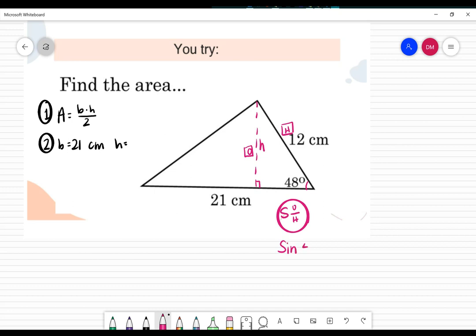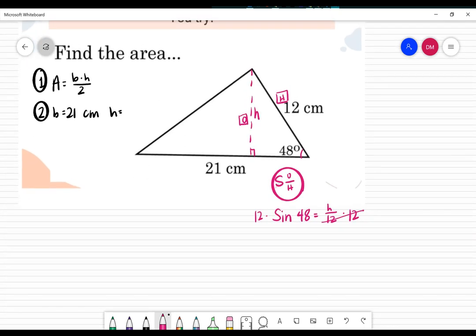So sine of 48 is equal to my missing height over 12. And I multiply both sides by 12. So again, it's kind of the same calculation here. Same process to find the missing height, and I end up using the exact same trig ratio. When I plug in 12 times the sine of 48 to my calculator, I'm getting about 8.92. Again, that's the rounded version. So I'm keeping the non-rounded in my calculator so I get the most accurate answer possible.